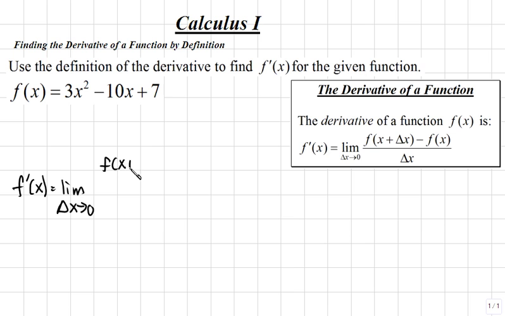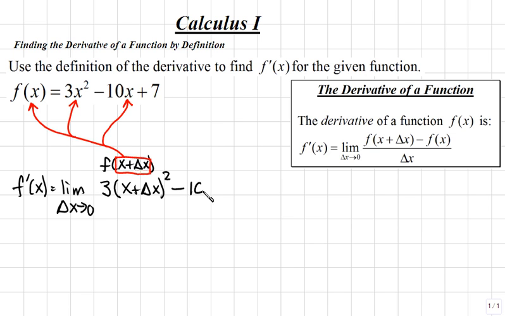For f of x plus delta x, we'll plug in the x plus delta x everywhere we see an x in our function. So we'll plug it into the x squared as well as into the x. This becomes 3 times the quantity of x plus delta x squared minus 10 times x plus delta x plus 7. This is f of x plus delta x.